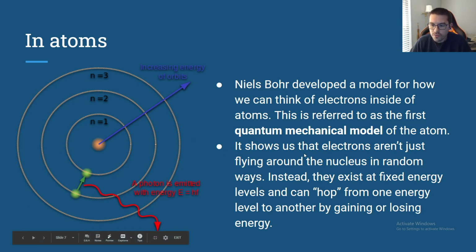This Bohr model shows us that electrons aren't just flying around the nucleus in random ways. Instead, they exist at these fixed energy levels and can hop from one energy level to another by gaining or losing energy. In order to go from this first energy level to the second, the electron would have to gain some energy. And then in order to hop back down, it has to release or lose energy. That's what this little red line is symbolizing here. If an electron went from the second energy level to the first, it would have to give off the difference in energy between these levels in the form of light. We'll talk about some of that at a later time.